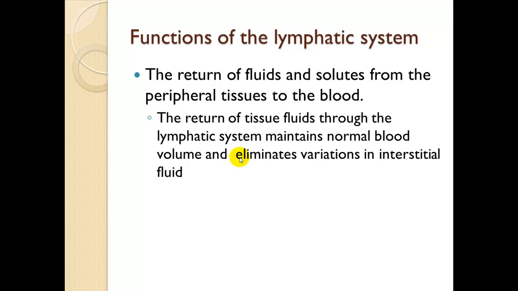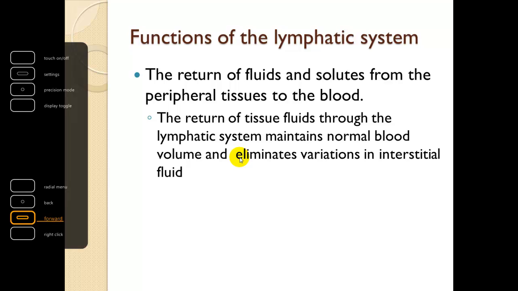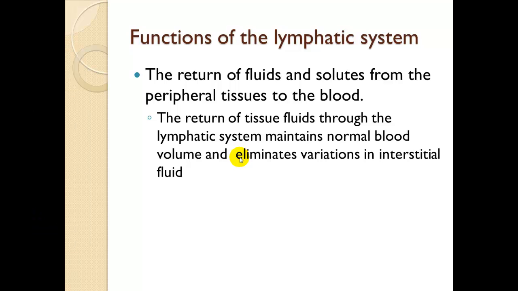Functions of the lymphatic system continue here. The return of fluids and solutes from the peripheral tissues to the blood. Return of tissue fluids through the lymphatic system maintains normal blood volume and eliminates variation in interstitial fluid. So any extracellular fluid that you would have, or any fluid sitting around in the tissues, the lymphatics help adjust that and allow that fluid back in if it's needed. It depends on the osmotic pressure in the system. If the fluid is thicker and needs to be diluted out, there will probably be more fluid added to it, and so on.